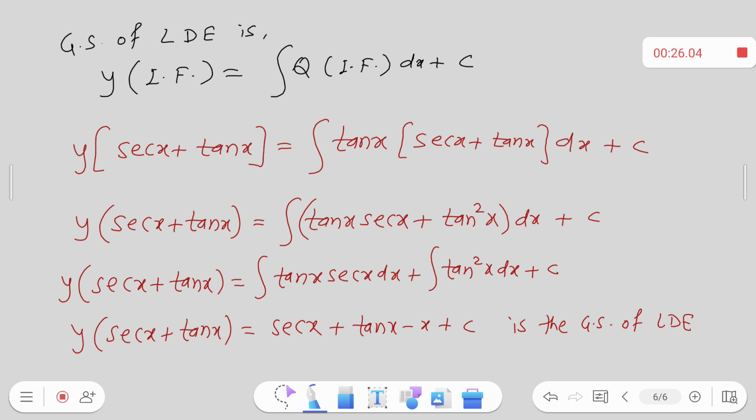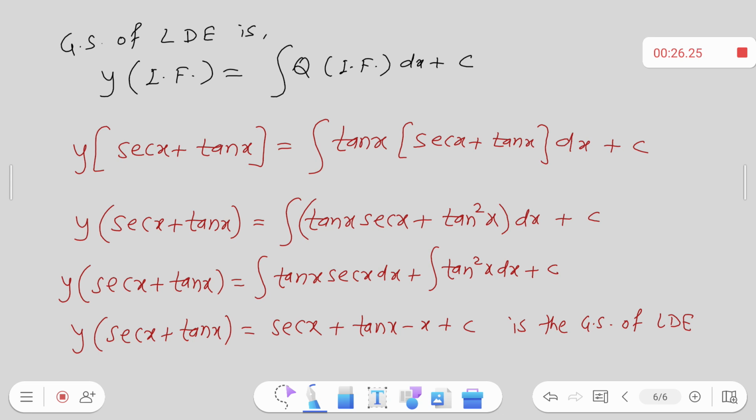So what is tan square? Sine square by cos square. Again use sine square as 1 minus cos square. So 1 upon cos square is sec square. Integration of sec square is tan x. And cos square by cos square is 1. So integration of 1 is x. So tan x minus x.